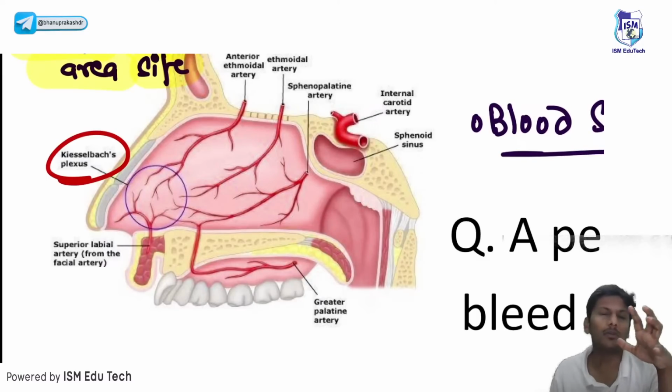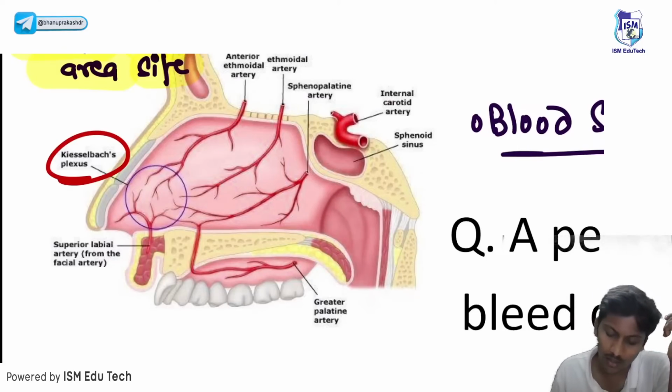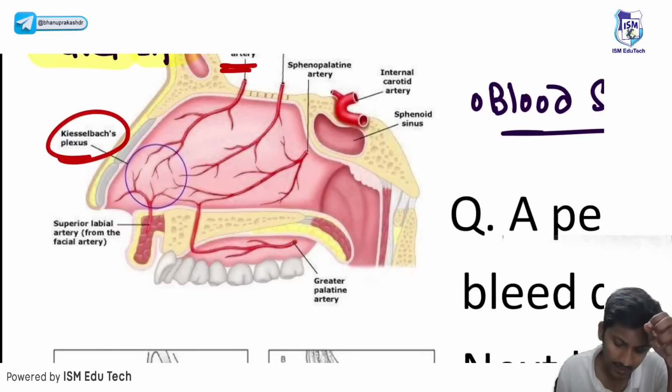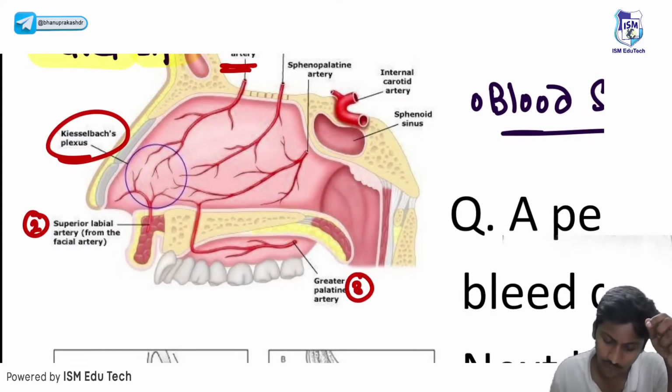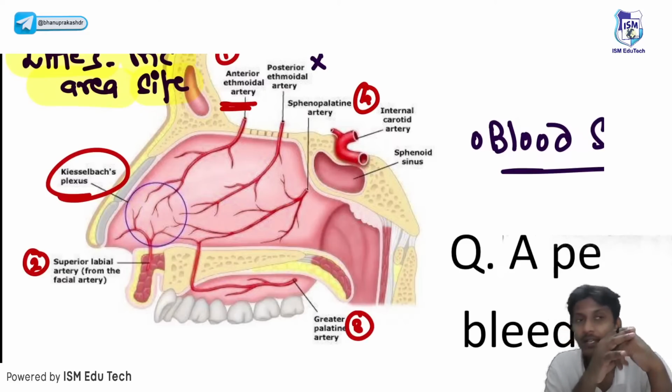The classical question is, all of the following arteries are a part of the Kieselbach's plexus except? That is a Sarkari question of your exam. So we need to remember: first is the anterior ethmoidal artery, second is the superior labial artery, third is the greater palatine artery, and fourth is your artery of epistaxis, the sphenopalatine artery. The artery which does not take part in Kieselbach plexus formation is the posterior ethmoidal artery.